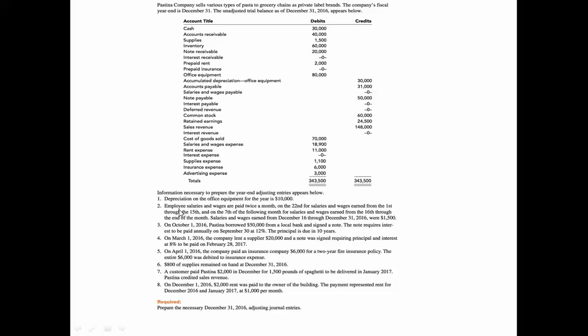How did I get that? I took $50,000 times 12% times 3 divided by 12. Why 3? Because since October 1st, we have to include October, November, December as the periods that we're accruing for. Number 4, March 1st, 2016, the company lent the supplier $20,000. A note was signed requiring P&I, principal and interest at 8%, to be paid on February 28th, 2017.